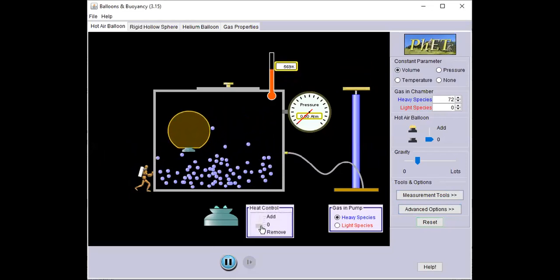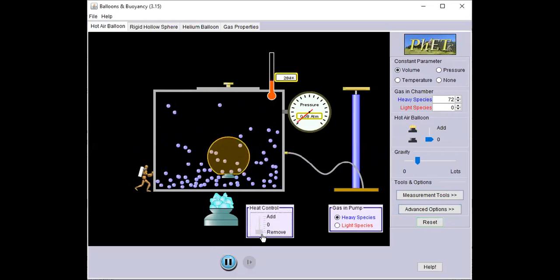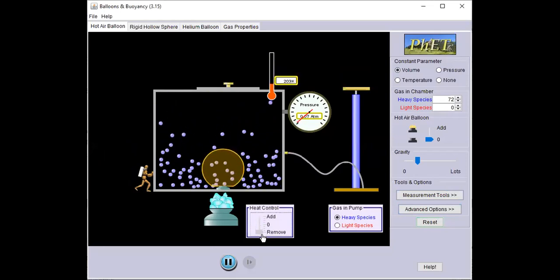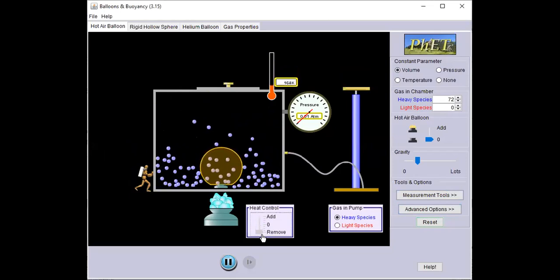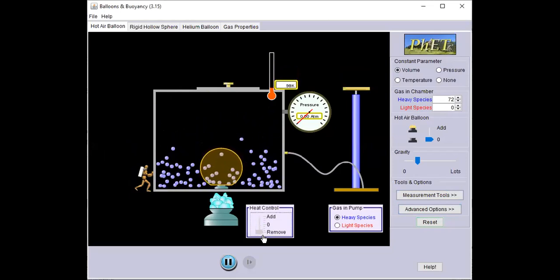So what happens when we cool down? When the temperature decreases, you see that the kinetic energy also will decrease.